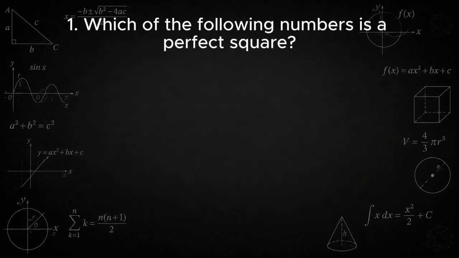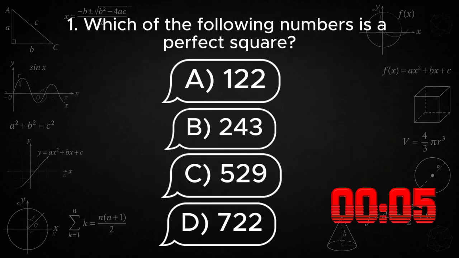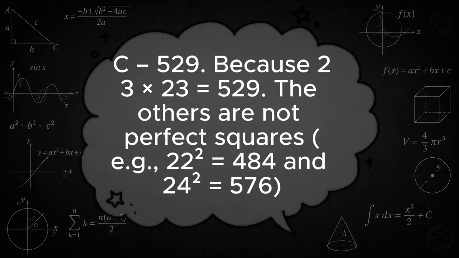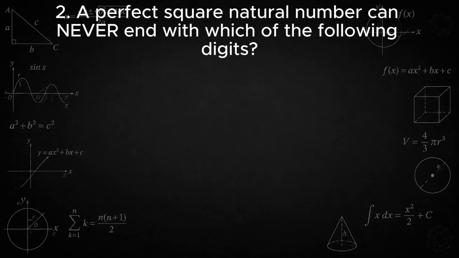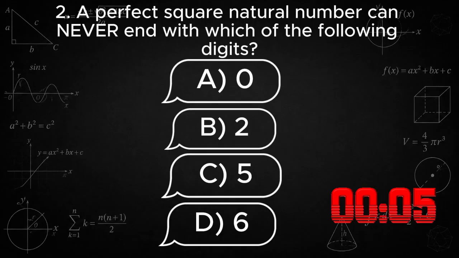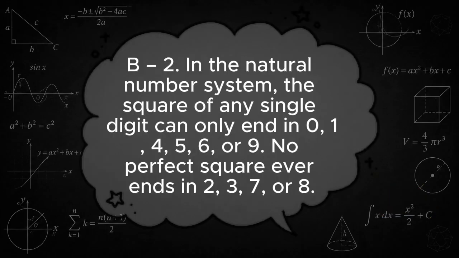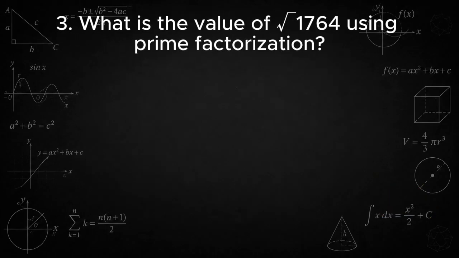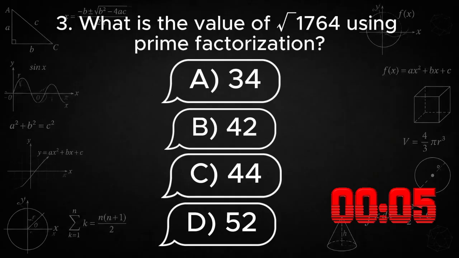1. Which of the following numbers is a perfect square? 2. A perfect square natural number can never end with which of the following digits? 3. What is the value of the square root of 1764 using prime factorization?